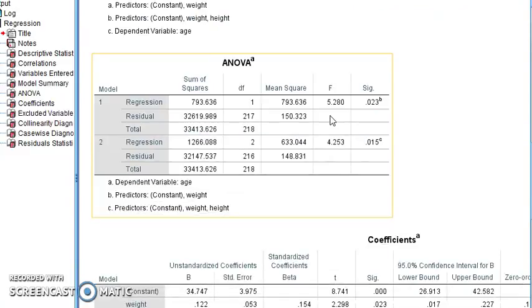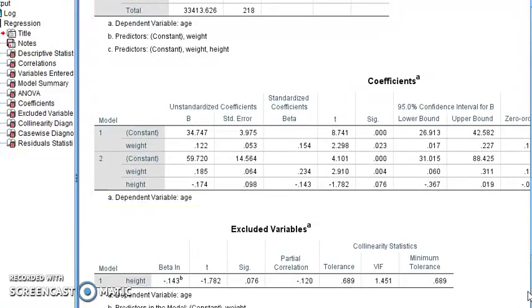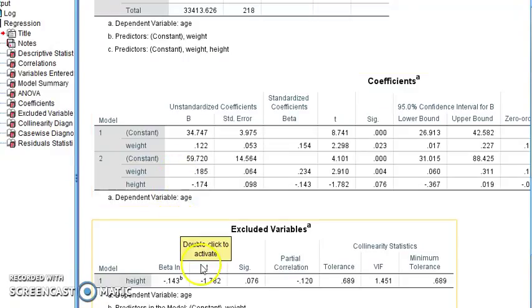Continuing down our output, here we have our coefficients. Again, we're looking at Model 2, which includes both weight and height. If we look over here, we can see our constant of 59.720, and these are the coefficients of weight and height. When we put together our linear regression equation, these are the values we're going to use to predict age based on weight and height.